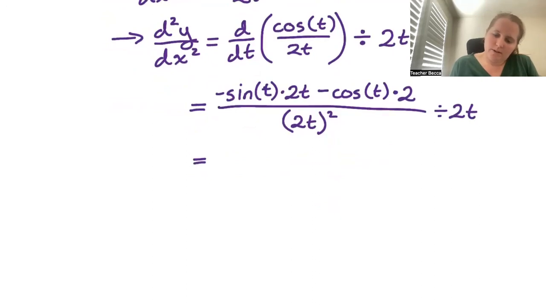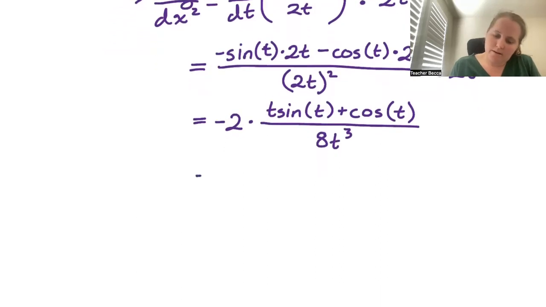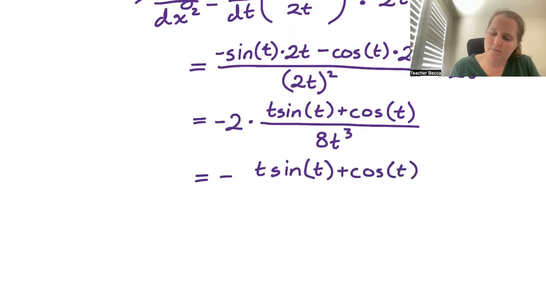So this becomes, I'm going to pull a negative 2 out front. Then we have t sine of t plus cosine t up top. And then we would have a 2t squared times another 2t in the denominator, making 8t cubed. So this becomes a negative t sine of t plus cosine of t, all over 4t cubed.